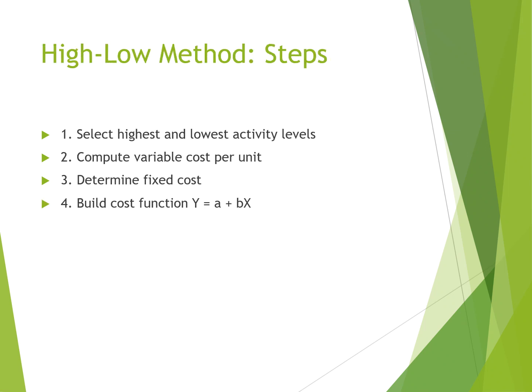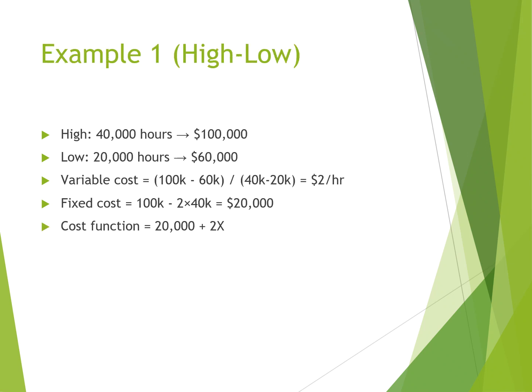Here are the steps, very easy. First one, pick the highest and the lowest activity levels, not the cost. Second, compute variable cost per unit, change in total cost divided by change in activity. And the next, plug it back into the formula to get fixed cost. Last one, final cost function. Total cost is equal to fixed cost plus variable cost times activity. Easy, right? Let me show you an example.